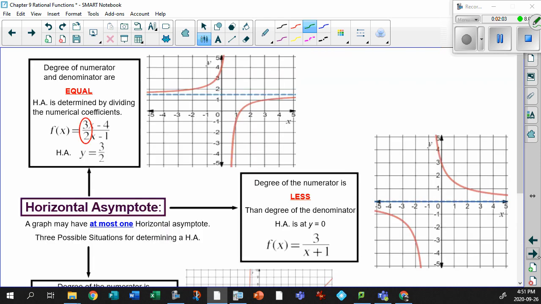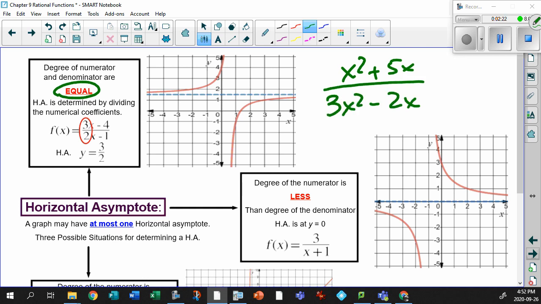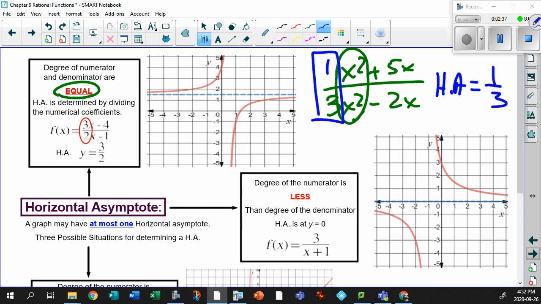It matters the degree of the denominator and of the numerator. What do I mean by that? Check this out. If the degrees are equal, in other words, if I have an x squared plus 5x on top, and on the bottom I have a 3x squared minus 2x, if these highest degrees are equal, it's very simple. All you have to do is divide the coefficients. That would have a horizontal asymptote of 1/3.